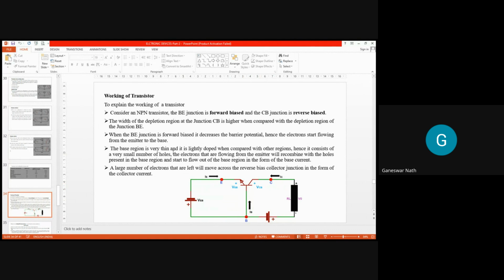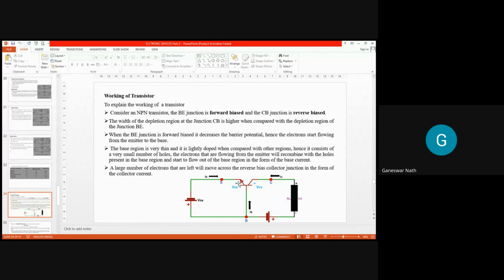When the BE junction is forward biased, it decreases the barrier potential. All of you know that when it's forward biased, it decreases the barrier potential and hence electrons start flowing from the emitter to the base. As it is forward biased and the width of the junction is very low, current starts to flow from the emitter to the base. The base region, as you know, is made very thin and lightly doped. Hence it consists of a very small number of holes, and the electrons flowing from the emitter will recombine with the holes.